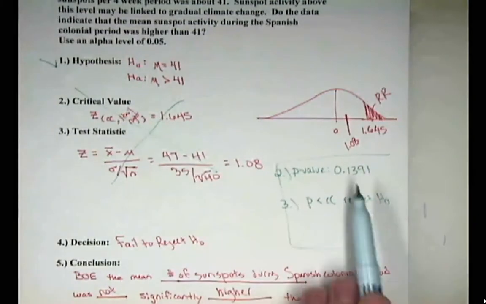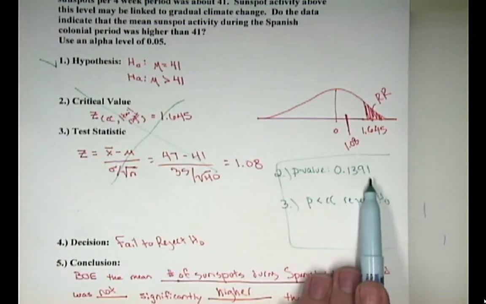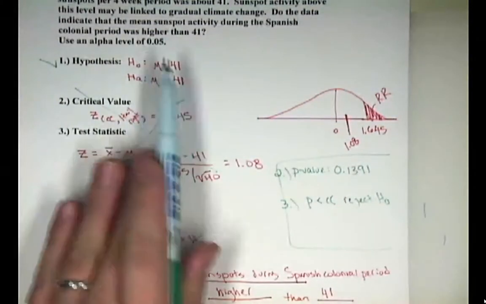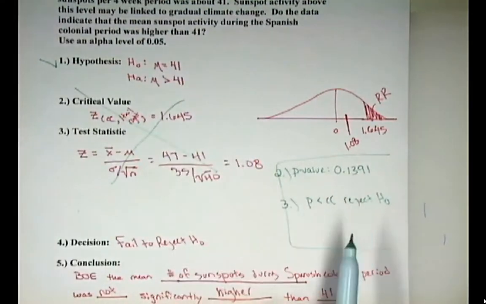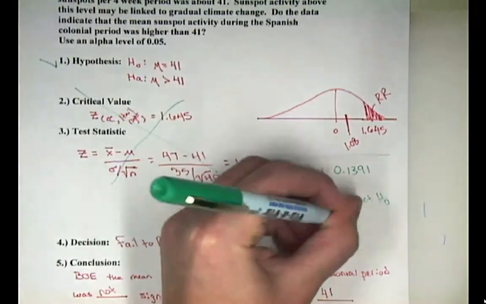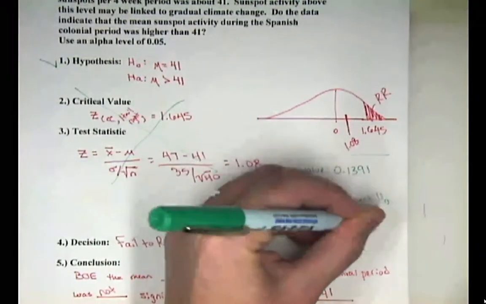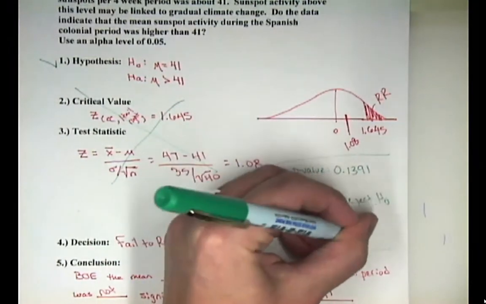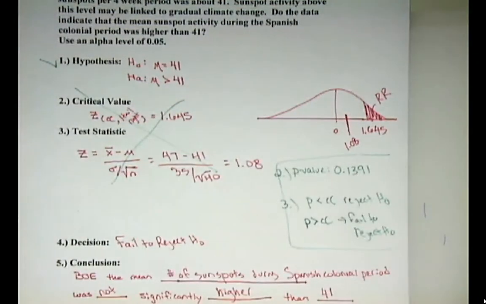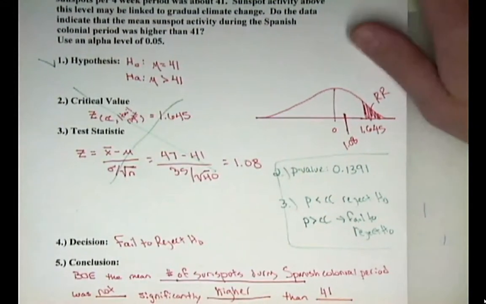So you look at the p-value, 0.1391, and you compare it to your level of significance, 0.05. In this case, the p-value is greater than alpha, so we are going to fail to reject H0. Okay? Which is the decision we came to when we did the critical value method approach as well. And we would come to the same conclusion.